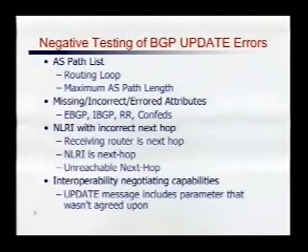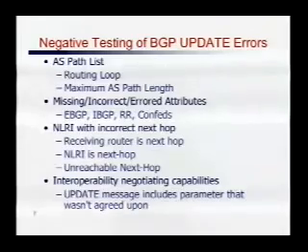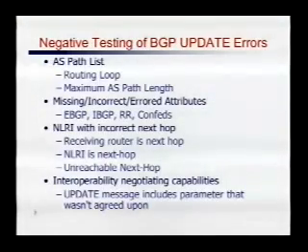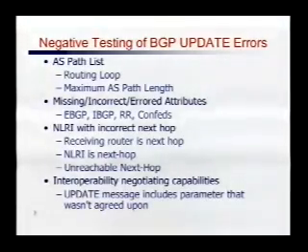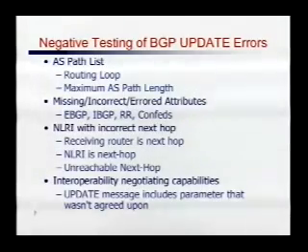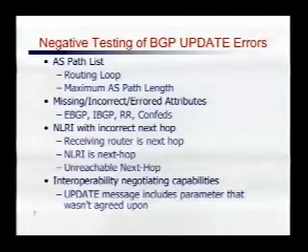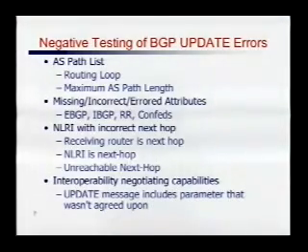You want to do testing in your update message where the NLRI next hop is incorrect. You want to have the receiving router be the next hop for that NLRI. You want the NLRI, in fact, to be its own next hop. And you want to have, of course, an unreachable next hop. Make sure the device under test can handle all of those negative conditions. And then you also want to do interoperability with negotiated capabilities. And you want attributes to be in the update message that should in fact not be there because they weren't agreed upon in the negotiation.